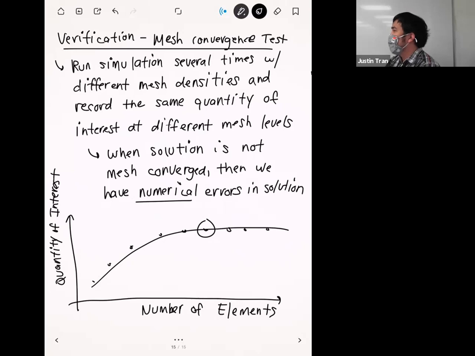Even in industry, if you can't get mesh convergence, maybe your boss asks you to do a simulation in too short of a time. This is one way that you can show him definitively, here's the data that shows I don't feel comfortable with the simulation results because we haven't reached convergence yet. So this is one test that you can do to show that. All right. Any questions on this? Okay.